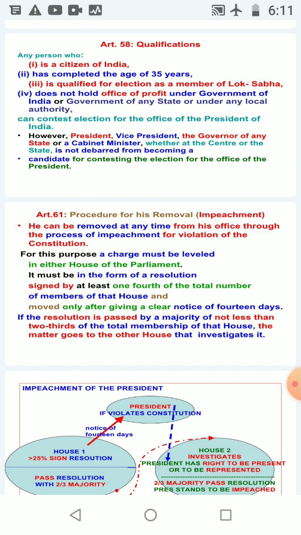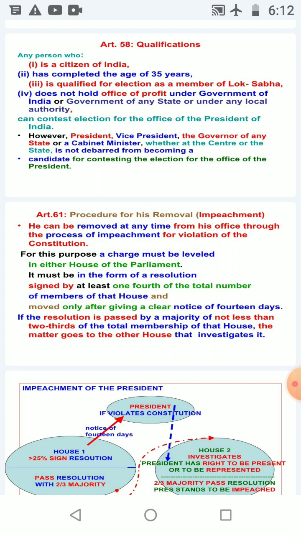Now, we will know about the impeachment. What is impeachment? Actually, the president can be removed for the violation of the constitution, and this process is called impeachment. Through the impeachment, which has been mentioned in Article 61, we can remove the president from his seat.